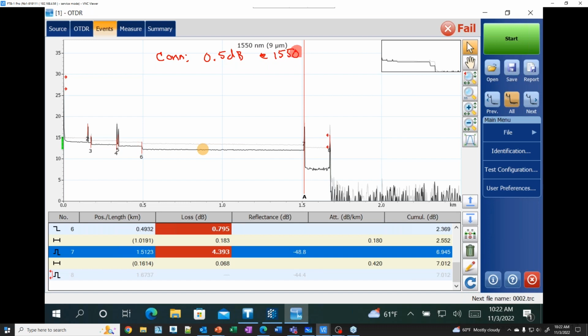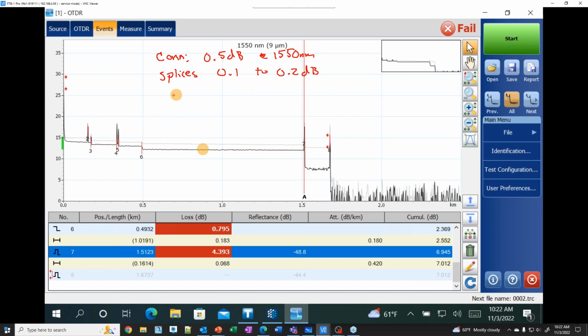So I'm only going to use 1550 as a value here. There's a lot of companies that only do thresholds based on 1550. So we're looking at that. And then for splices, depending on your organization, somewhere between 0.1 to say 0.2 or 0.25, whatever, of loss at a splice.